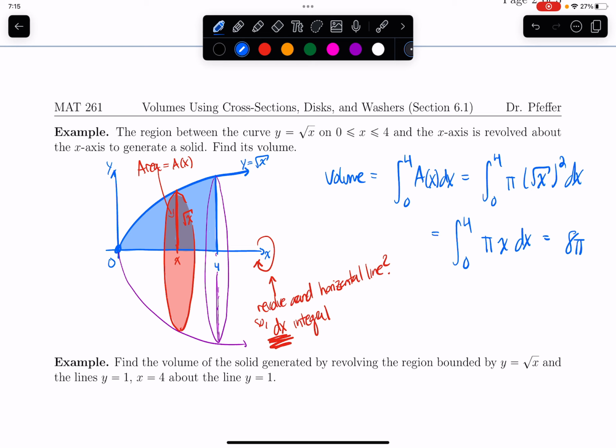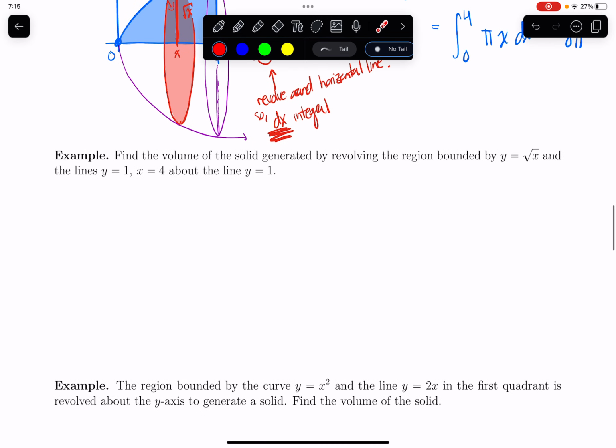So here I've computed the volume of the resulting object I get when I revolve square root of x around the x-axis. But you'll notice I did switch to horizontal line instead of calling it an axis. The reason for that is because it's possible to revolve around any line that I choose. The next example will showcase exactly that. Here I want to find the volume of a solid generated by revolving, again, square root of x, but now I'm looking at a different region and revolving it around a different line. So let's take a look.